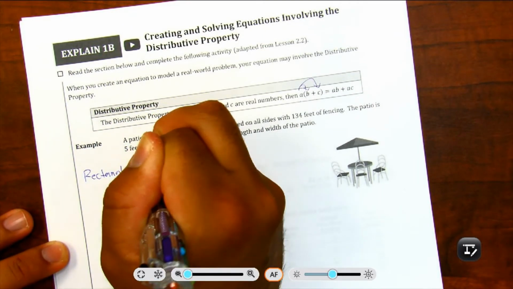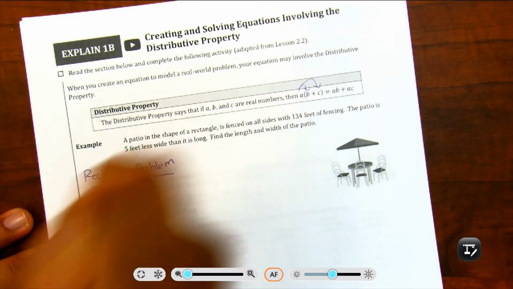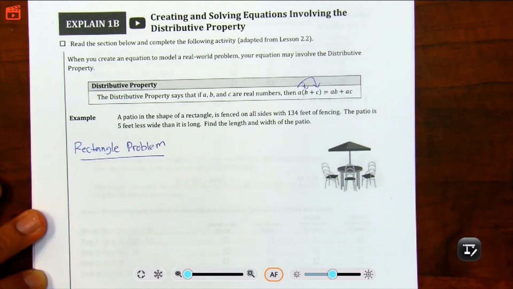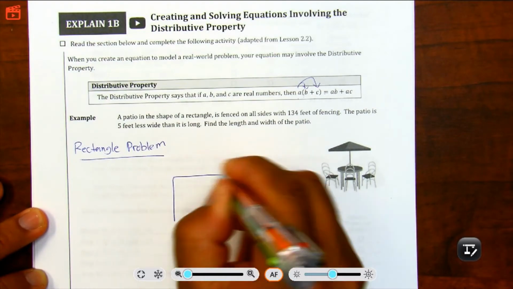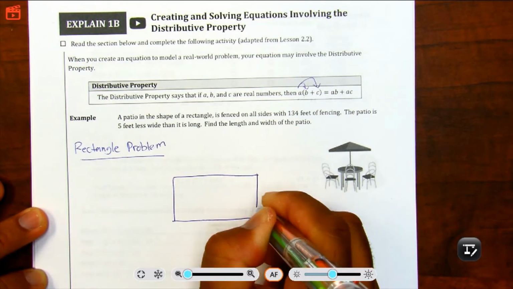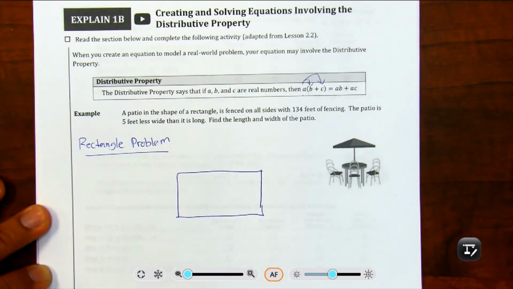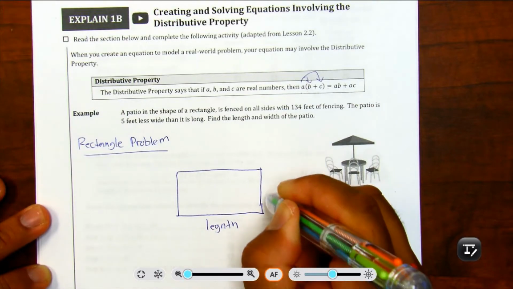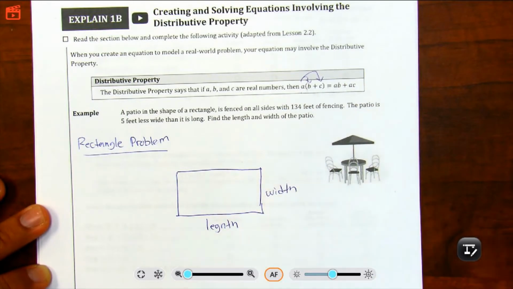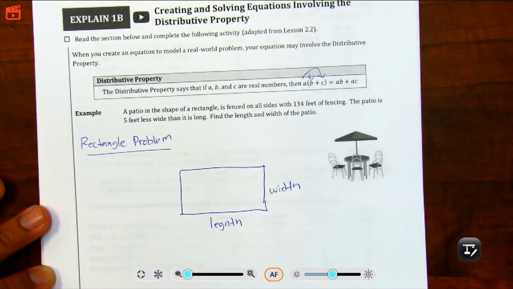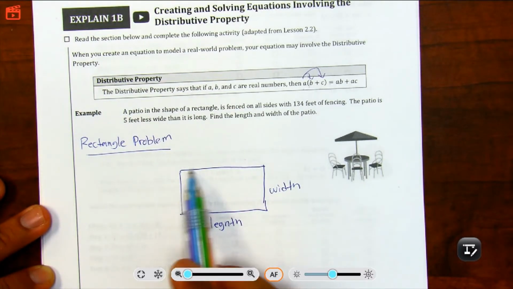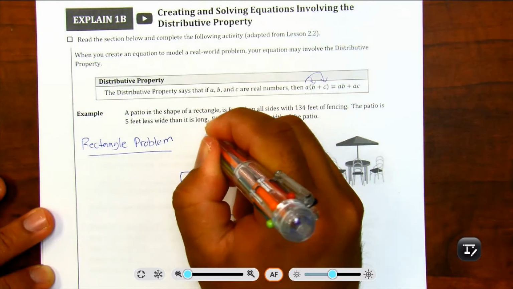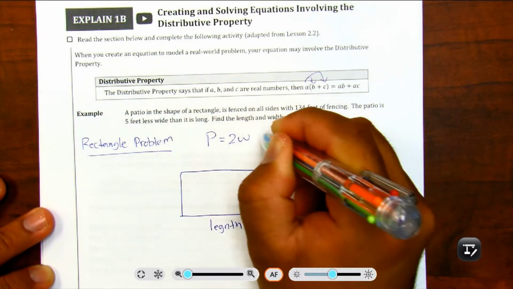For the rectangle problems, we're going to be using the perimeter formula. So first, always try to draw a rectangle. Remember that in the rectangle you have the length and you have the width. And to find the perimeter of a rectangle, you add up all the sides. And a formula that is used for perimeter is P is equal to 2W plus 2L. The perimeter is equal to 2 times the width plus 2 times the length.